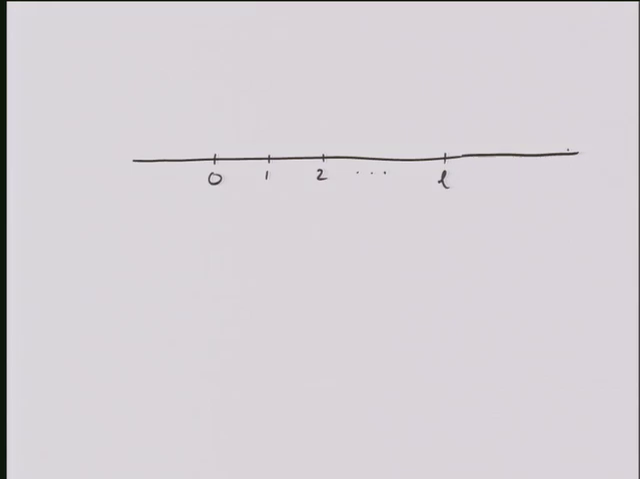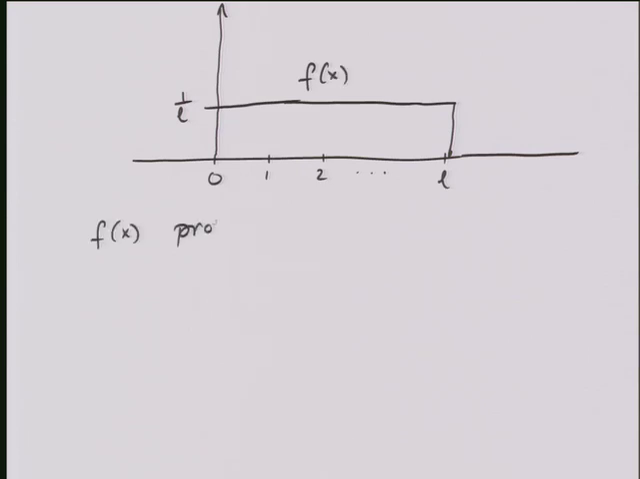Now the way we describe this probability distribution is by saying this is what the distribution looks like. Maybe this height is going to be 1 over L. So this is the probability distribution that we're going to be picking from. This function f of x is called the probability density function. It's related to the probability distribution function we had before, but it's not the same thing.